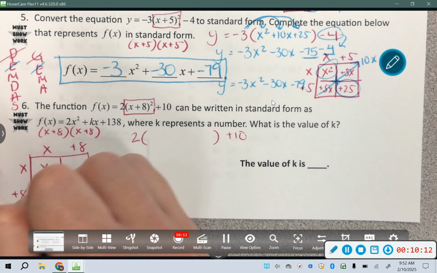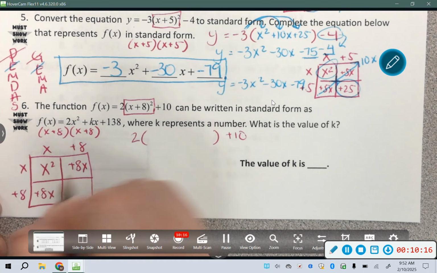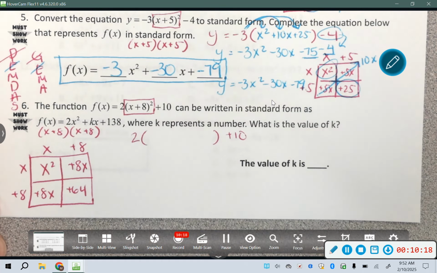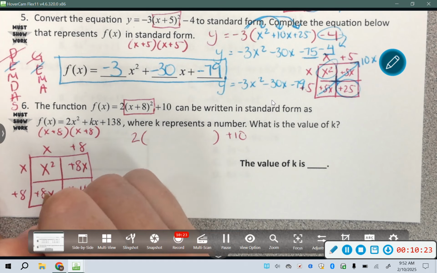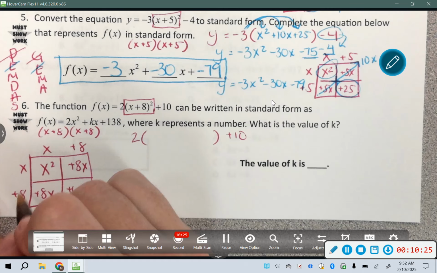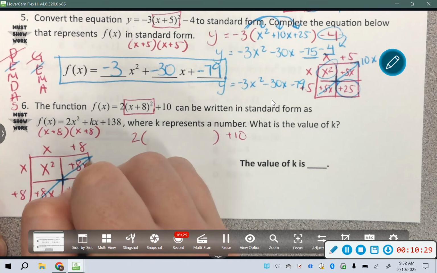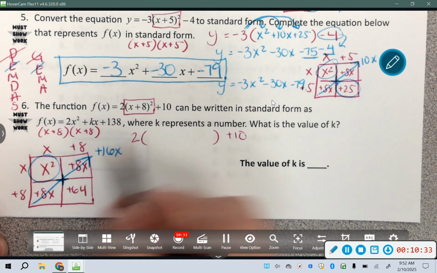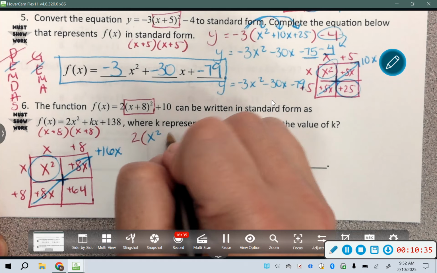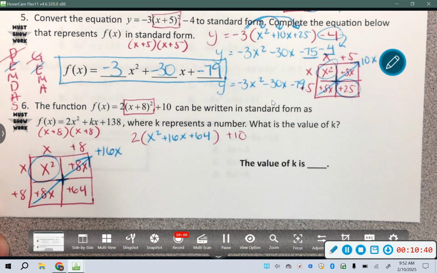And I get x squared plus 8x plus 8x plus 64. Because remember, we're multiplying: x times x is x squared, 8 times x is 8x, 8 times x is 8x, and 8 times 8 is 64. And now we add our like terms, which are diagonal. So this gives me positive 16x. So I have x squared plus 16x plus 64.